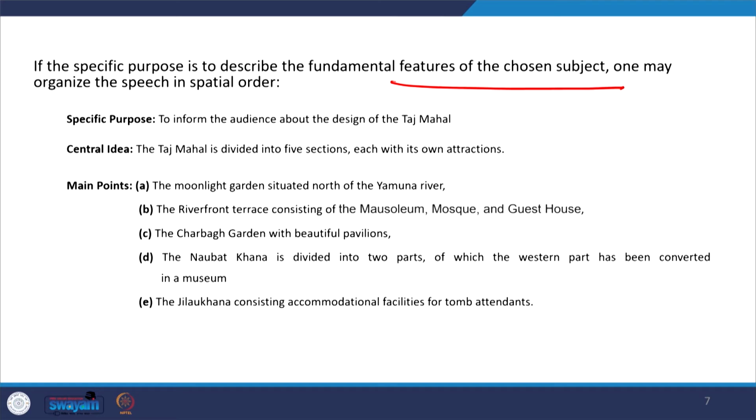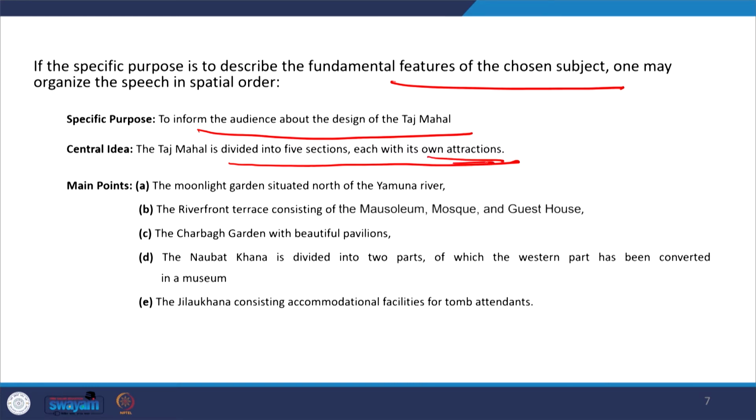One may organize the speech in a spatial order. Suppose we are talking about a structure. So, the specific purpose will be to inform the audience about the design of the Taj Mahal, and the central idea will be how you will tell them about it: the Taj Mahal is divided into 5 sections, each with its own attractions. You will find, my dear friend, it is drafted in such a manner that it provides you a sort of sequence, and then you will come to the main points, and the main points will be the attributes, because here you have talked about its own attractions.